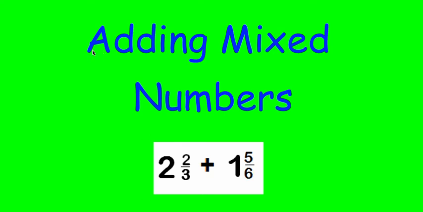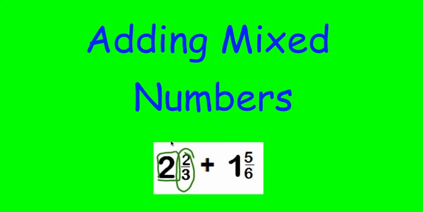In this video, we are learning how to add mixed numbers. As a reminder, a mixed number is when you have a whole number with a fraction. 2 and 2/3 is a mixed number. 1 and 5/6 is a mixed number. So when we're adding mixed numbers, things are going to be a little bit different.